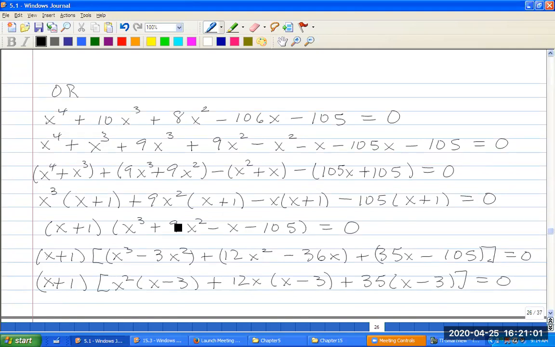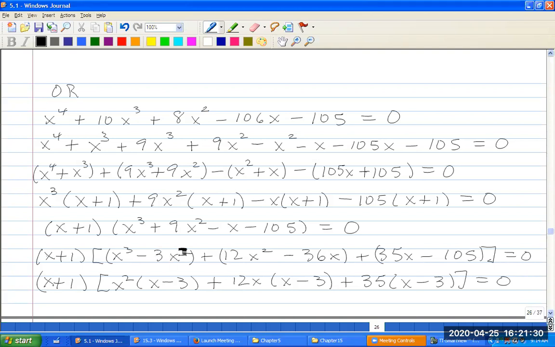Let's try to rewrite this as follows: as a minus 3x squared plus 12x squared. Then, negative 3 times 12 is negative 36x. And then I need to get minus x, so I have to do plus 35x minus the 105.